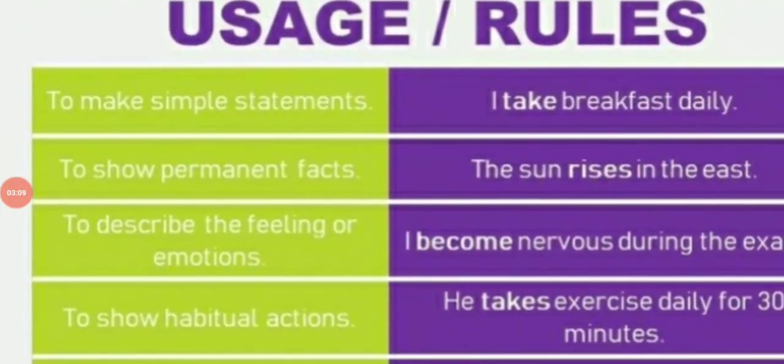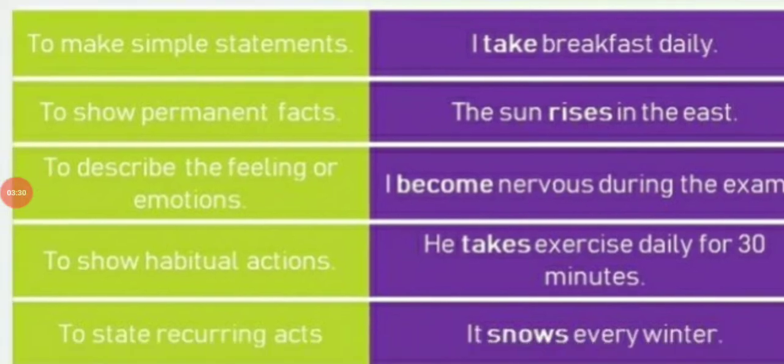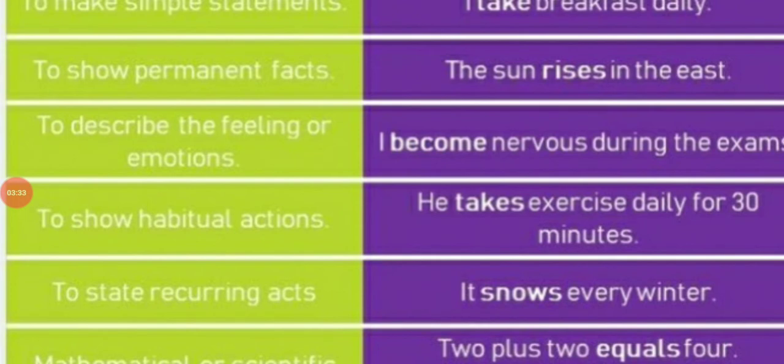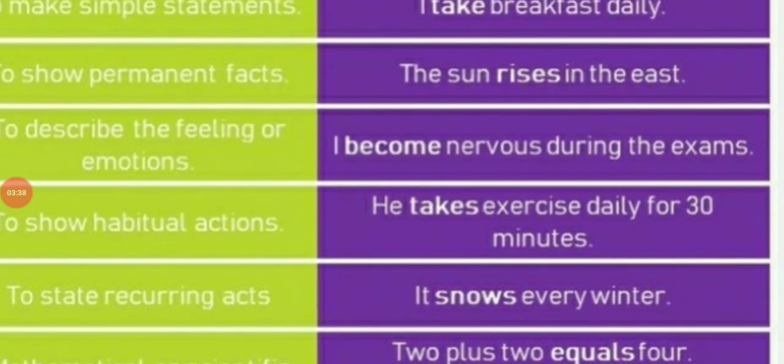Like to make a simple statement: I take breakfast daily. To show permanent facts, the present tense is also used, like the sun rises in the east, right? Which you may say are universal truths, like that is sure, right? And to describe feelings or emotions, it is also used, like I become nervous during the exams. Exams के टाइम पर मैं nervous हो जाता हूँ या हो जाती हूँ.